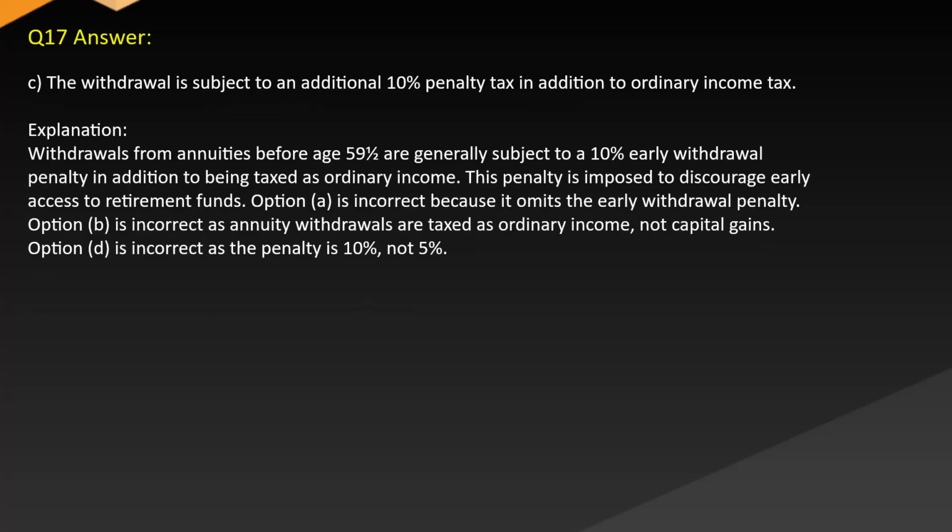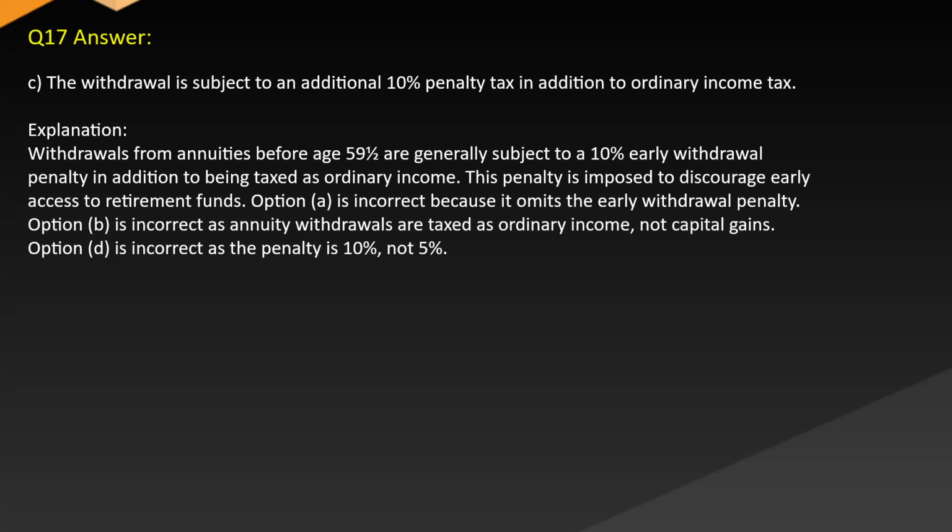Answer: C. The withdrawal is subject to an additional 10% penalty tax in addition to ordinary income tax. Explanation: withdrawals from annuities before age 59½ are generally subject to a 10% early withdrawal penalty in addition to being taxed as ordinary income. This penalty is imposed to discourage early access to retirement funds.